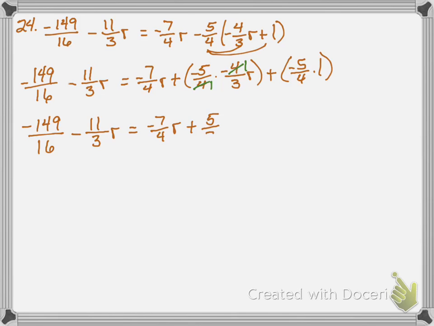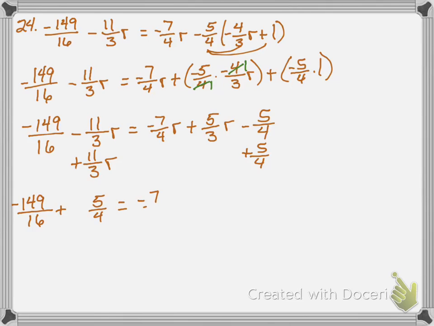So negative 5 times negative 1 is positive 5/3 r minus 5/4. I'm going to add 5/4 to both sides, and I'm going to add 11/3 r to both sides. That gives me negative 149/16 plus 5/4 is equal to negative 7/4 r plus 5/3 r. It's not supposed to be a minus, it'll be a plus. We'll fix that here in just a second.